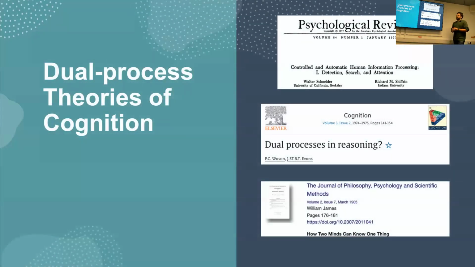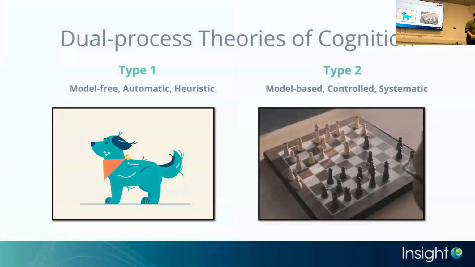So what are dual process theories? The idea of having a divide or two types of thinking, or two modes of thinking, is actually quite old in research terms. So we have a paper here from 1905 from William James talking about how two minds can know one thing. More popular versions started up in 1977 and 1974. But even Freud, I think in the 1800s, was talking about primary and secondary processes. So it's really an idea that keeps coming up over and over again.